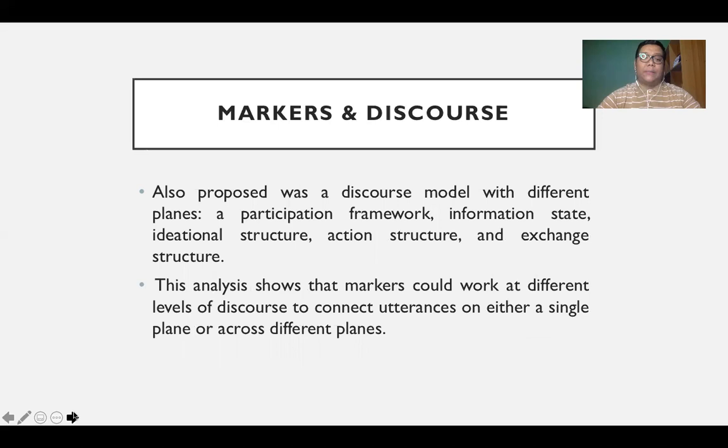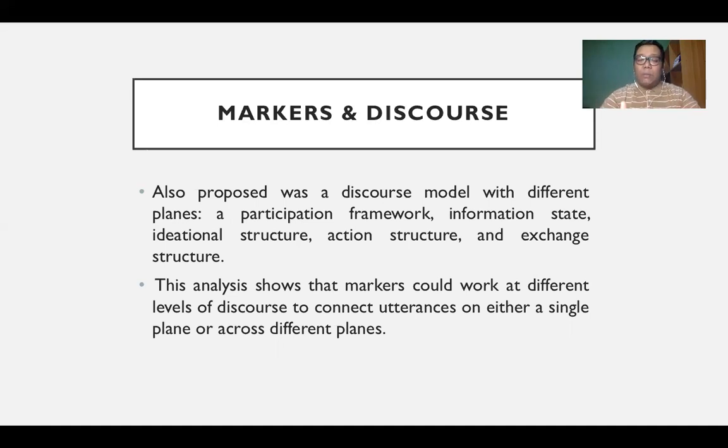Also proposed was a discourse model with different planes: a participation framework, information state, ideational structure, action structure, and exchange structure. This analysis shows that markers could work at different levels of discourse to connect utterances on either a single plane or across different planes.